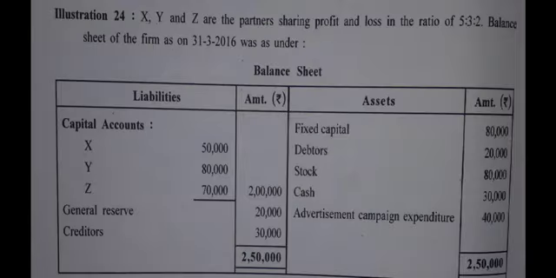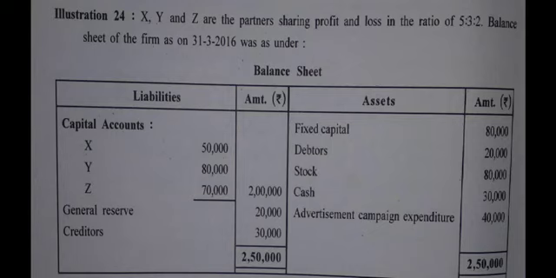Then creditors, this is to be written in the new balance sheet and has nothing to do with Z's capital account. So this is not to be written. Then on debit side, fixed capital, it is I think fixed assets. There is some printing mistake. Debtors, stock, cash, we have nothing to do with these items because we have not prepared any of the related accounts.